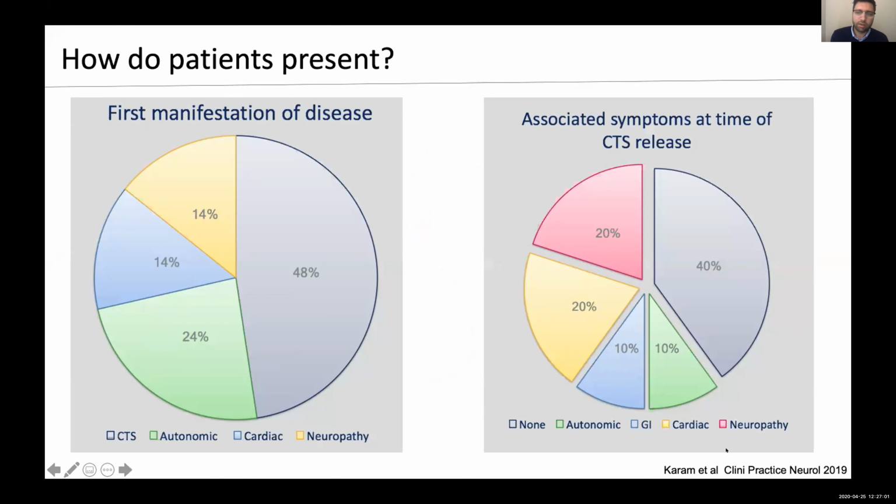So when we looked at our patient population here in OHSU, where I currently work, about half of them actually had carpal tunnel syndrome prior as a first manifestation, and about a quarter had dysautonomia or GI issues, and then 14% had cardiac problems, and 14% had neuropathy. So eventually, we all diagnose these patients because of the neuropathy or because of the cardiomyopathy, but the disease has started actually in some cases many years earlier.